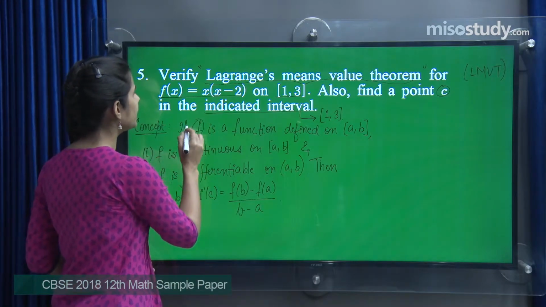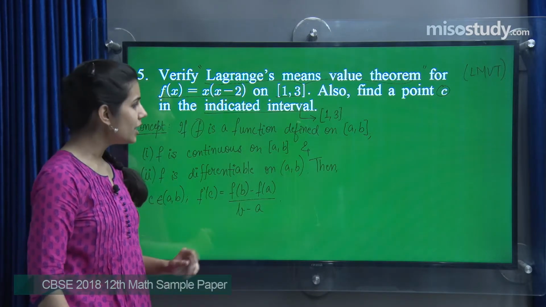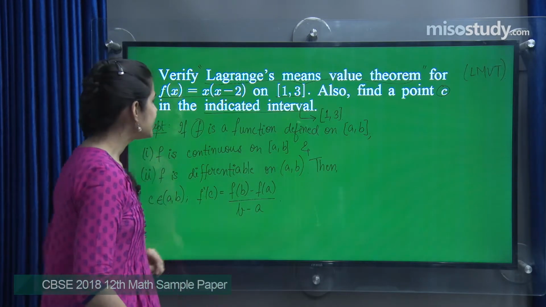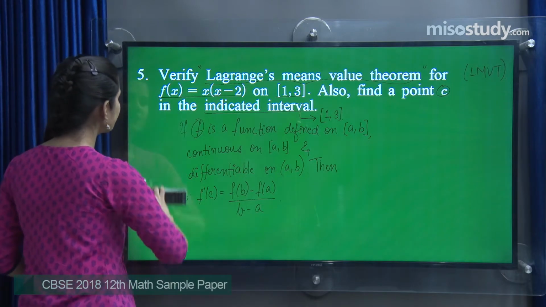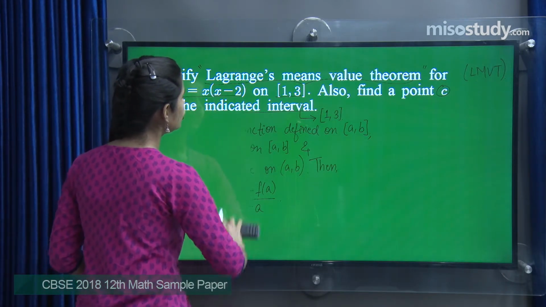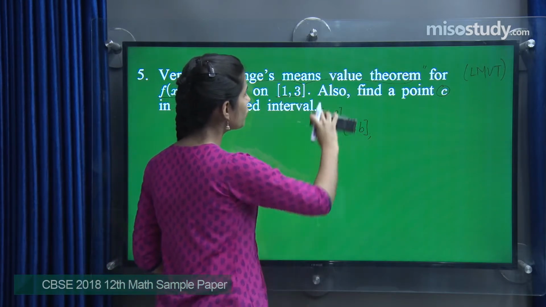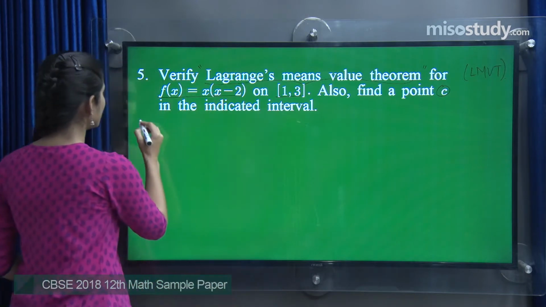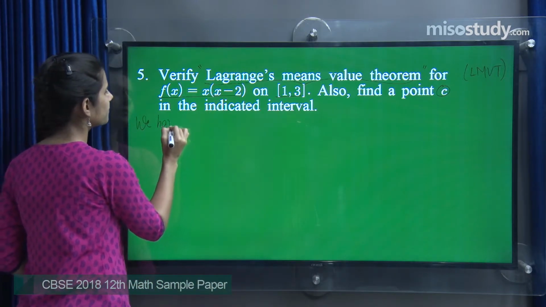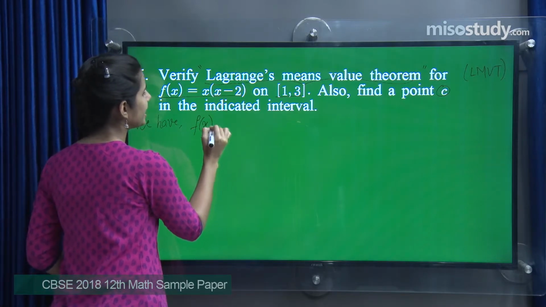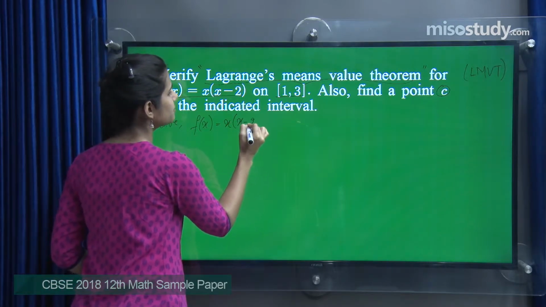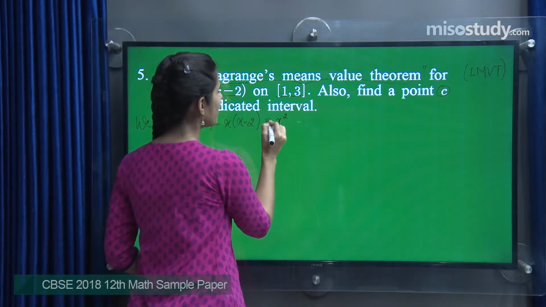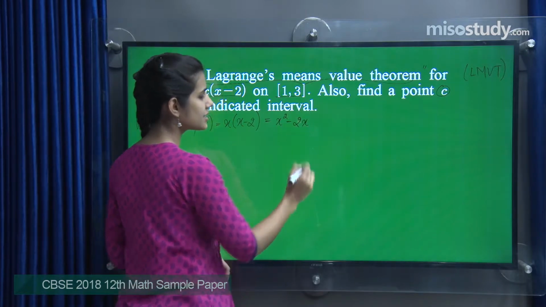The function f over here is being played by x into x minus 2 and the closed interval AB is being placed by the closed interval 1, 3. Let's see if this very function satisfies the LMVT conditions or not. Because only then can we proceed. That is what the question is asking you to verify. So now we have f of x equals x into x minus 2. Sort this out. This happens to be x square minus 2x.